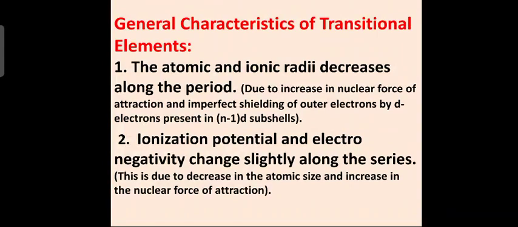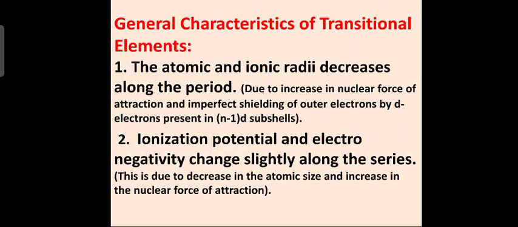When you move from left to right along a period in the periodic table, ionization potential and electronegativity change slightly. In order to understand this, you must know what ionization potential and electronegativity are, which you already learnt in your PU classes. Ionization potential is the energy required to remove the outermost electron from an isolated neutral gaseous atom. And electronegativity is the relative tendency of an atom to attract a shared pair of electrons towards itself.